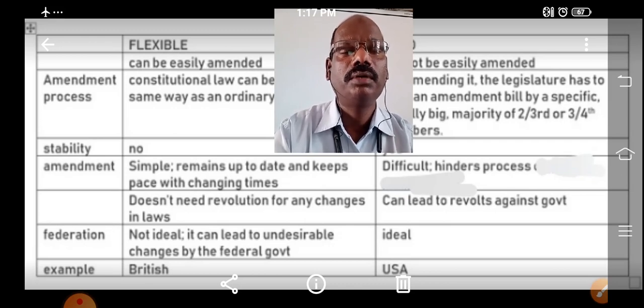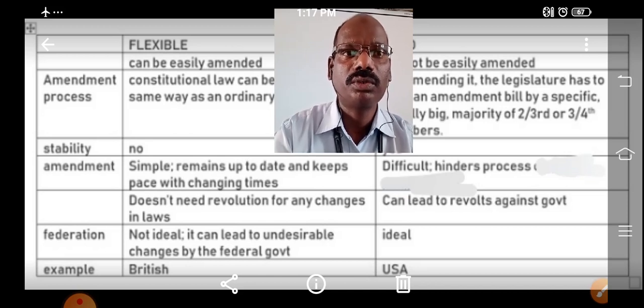It means the flexible constitution does not need a revolution for any changes in laws. There is no need of a revolution or any struggle from the people's side. But the rigid constitution can lead to revolt against the government. Suppose sometimes making any changes may lead to revolt, also revolutions.